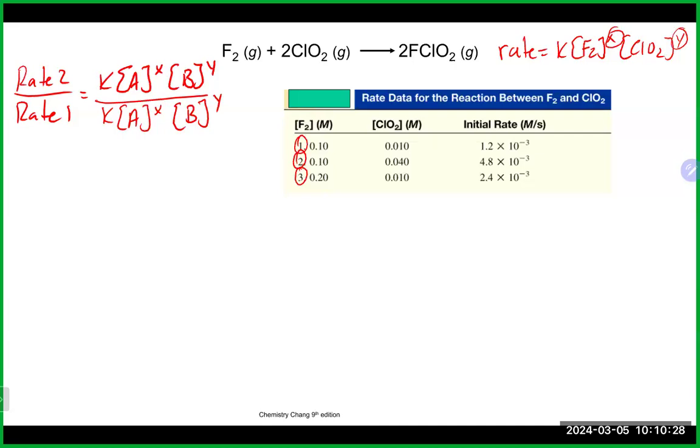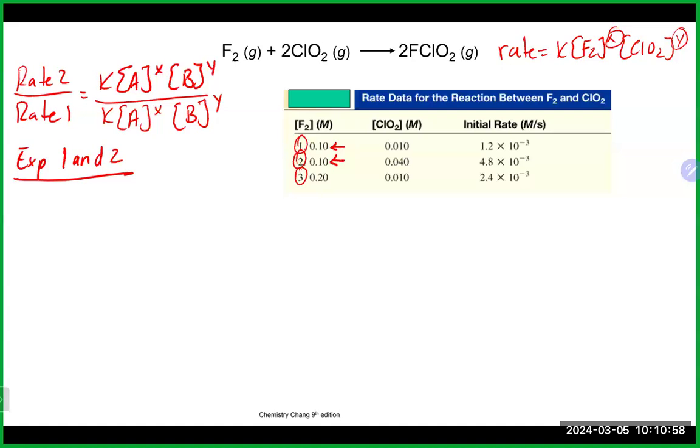All right, so when we go to do this, it really doesn't matter which reactant you start with, but I'm going to look at the table, and what I see is that when I look at experiment 1 and experiment 2, the concentration of F2 stays the same. So those are the 2 I'm going to choose here. The concentration of ClO2 does vary. So I'm going to look at experiment 1 and 2.